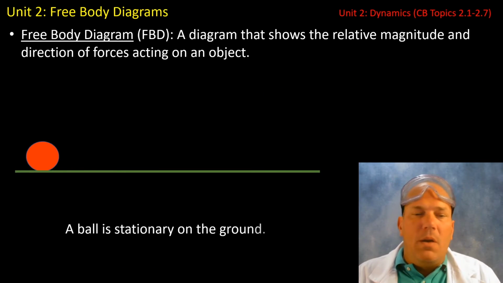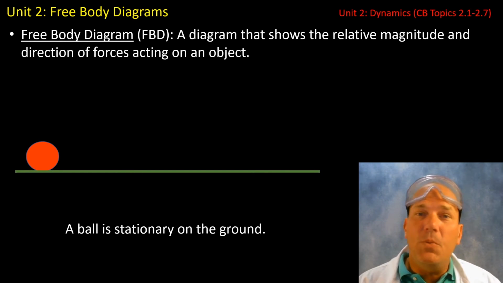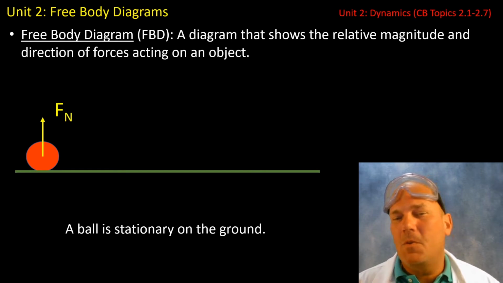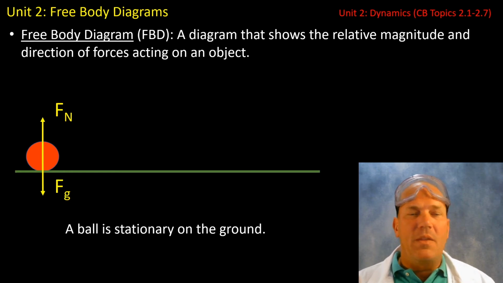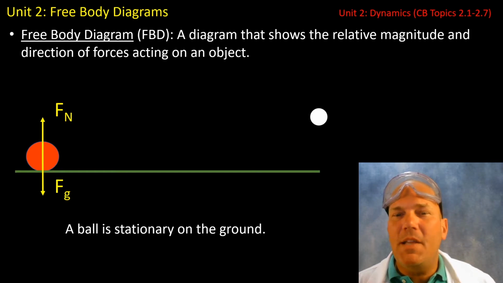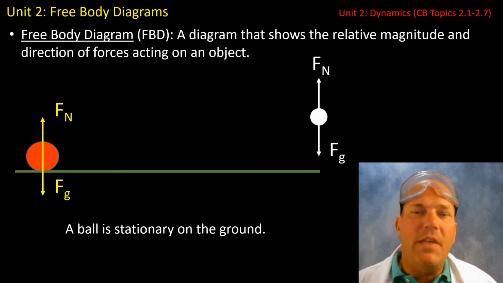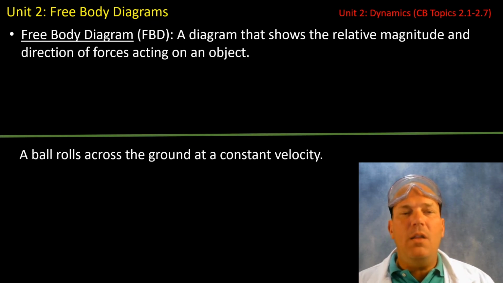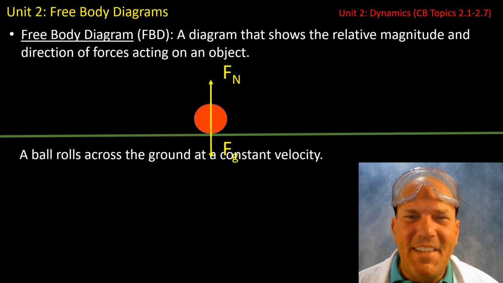Okay, here we have a ball that is stationary on the ground. Again, feel free to pause the video and start doing these on your own. All right, free body diagram. We have the force of the surface upward on the ball. We have the downward force of the earth on the ball. That would be the force of gravity. And that is the free body diagram drawn onto the object. Using the dot method, it's the exact same. And now let's look at another scenario in which a ball rolls across the ground at a constant speed.